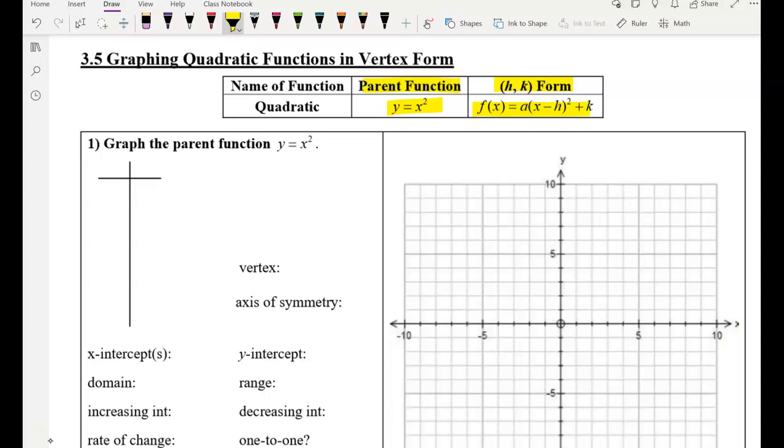Now the a, as you guys remember, that's going to give you a vertical stretch or vertical compression. If it's negative, then there's also a reflection over the x-axis. The h is a translation left or right, and the k value is a translation upward or downward.